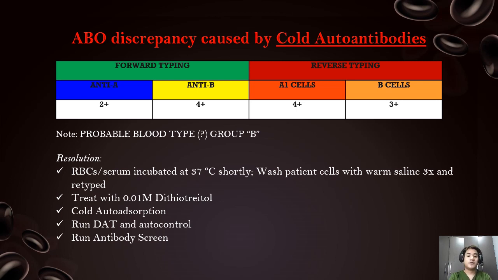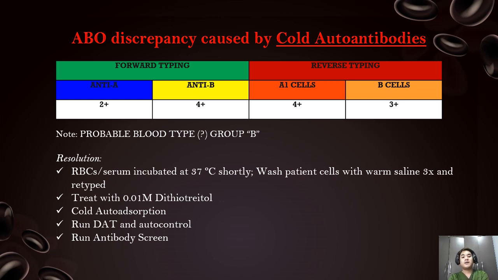So in this case, therefore, this strong 3 plus reaction demonstrated in your reverse may be caused by the potent anti-I, while the weak agglutination observed in the anti-A of the forward grouping is caused by the consequent agglutination of the antibody-coated red cells. So to resolve this discrepancy, incubate RBCs or serum at 37 degrees centigrade for a short period of time, and then wash with warm saline at 37 degrees centigrade 3 times and retype accordingly for both forward and reverse.